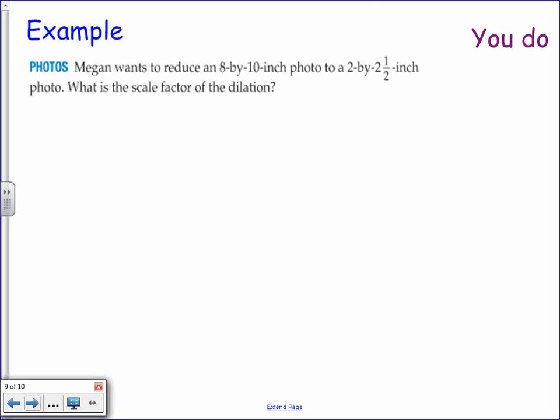All right, you try this one. When you're ready for the answer, go ahead and replay me. It says Megan wants to reduce an 8 by 10 inch photo to a 2 by 2.5 inch photo. What is the scale factor of the dilation?